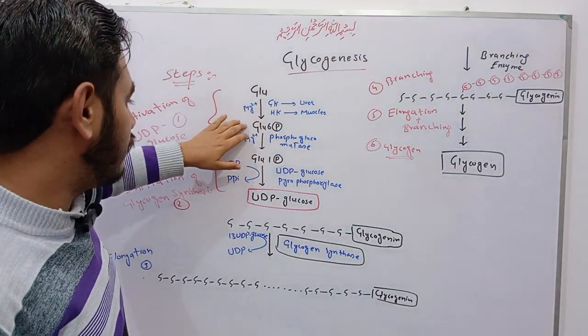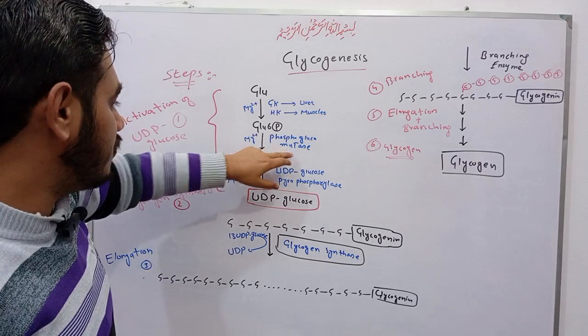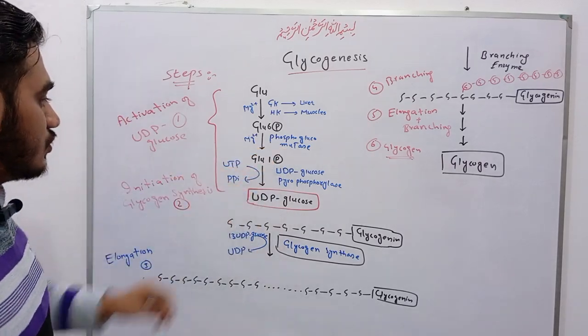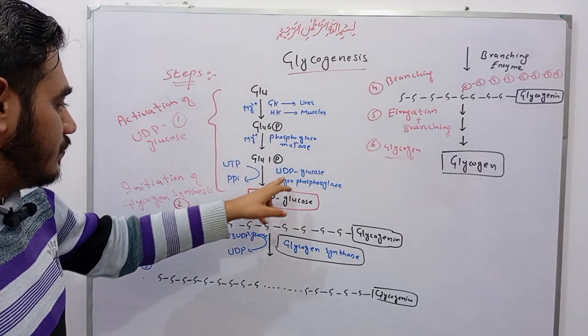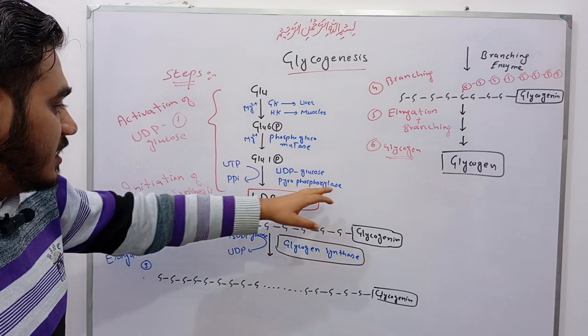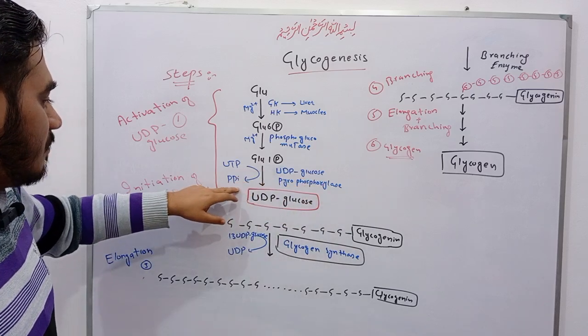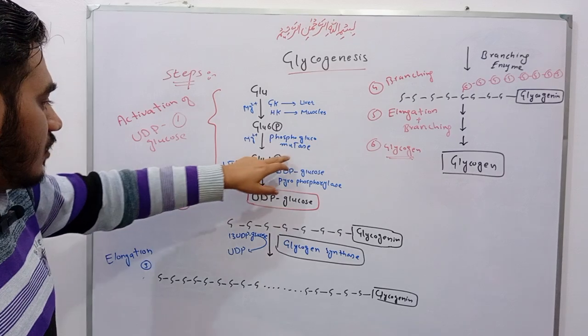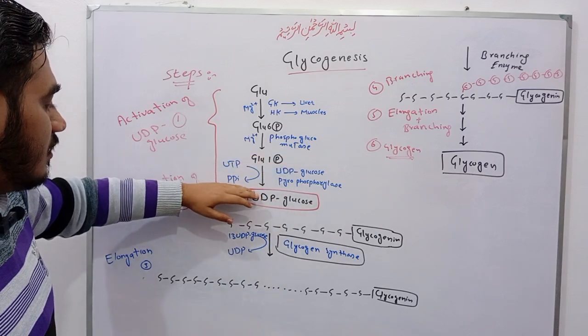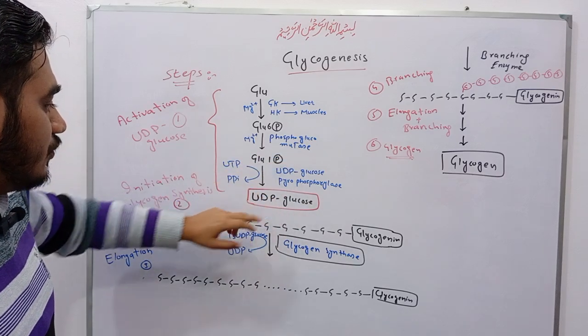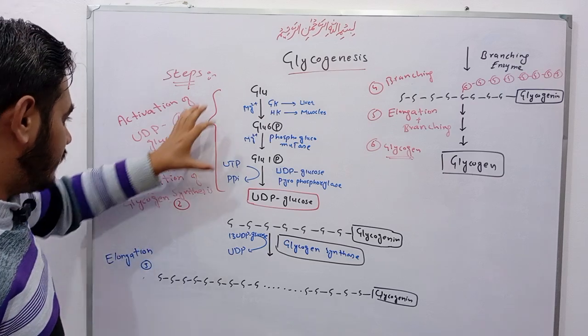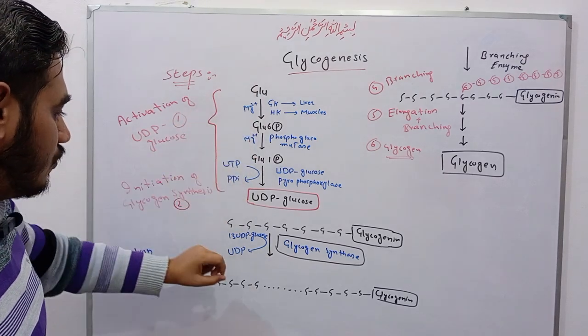Glucose converts into glucose 6 phosphate, which converts into glucose 1 phosphate with the help of phosphoglucomutase enzyme. With UDP glucose pyrophosphorylase, there is a release of PPi, pyrophosphate: one phosphate from here, one phosphate from here, and collectively there is a pyrophosphate. There is synthesis of UDP glucose, and this is the first step, activation of UDP glucose.